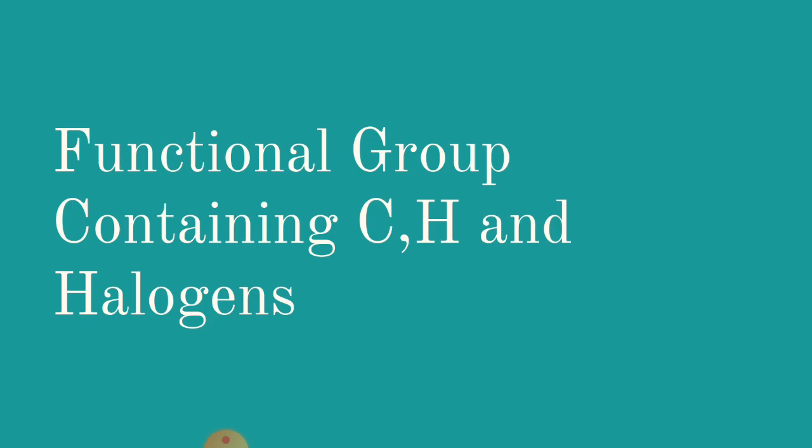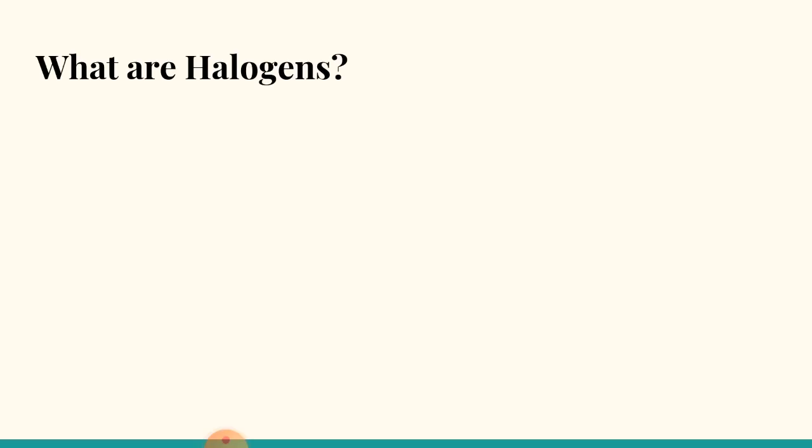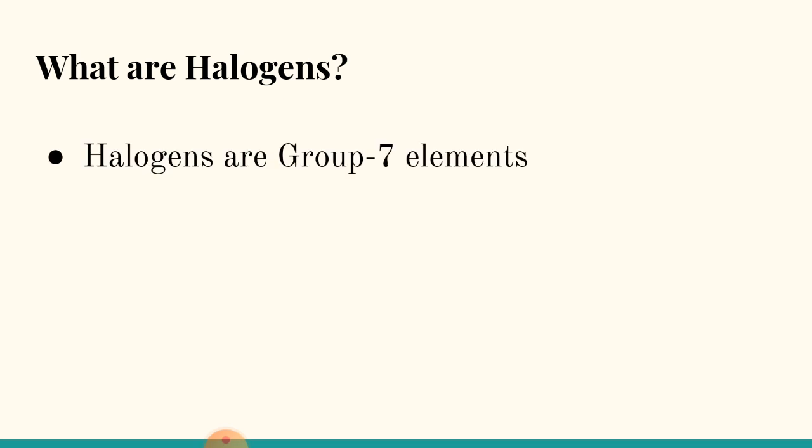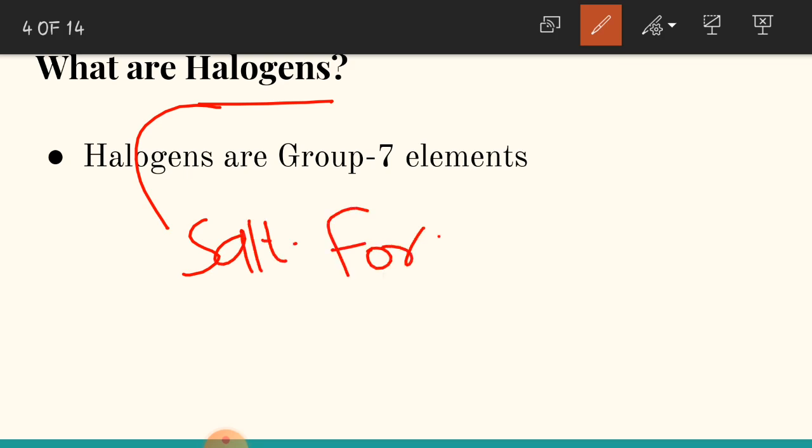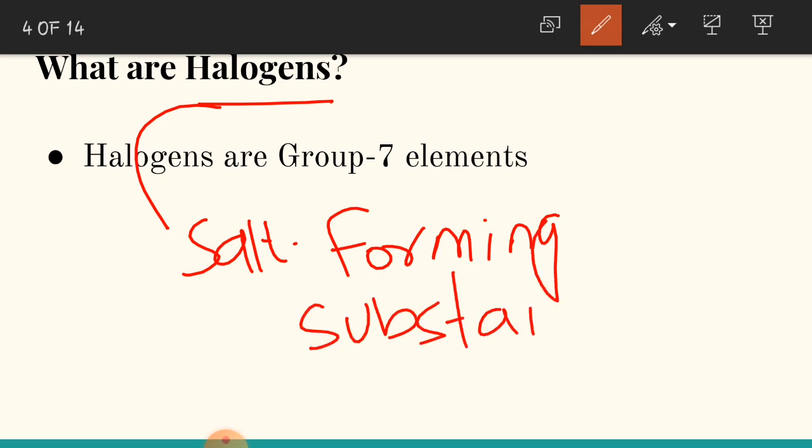Before studying about this class of compound, let's first discuss what are halogens. Halogens are the group 7 elements. All the elements that are present in the group 7 of the periodic table are called as halogens. The word halogen means salt forming substances. Halogens are the substances that when react with metal result in the formation of a wide range of salts. Therefore, they are called as the halogens.